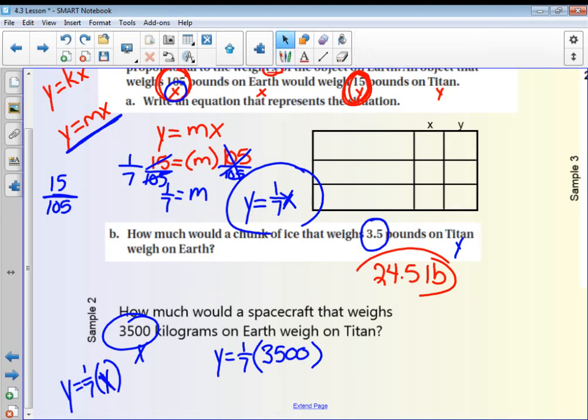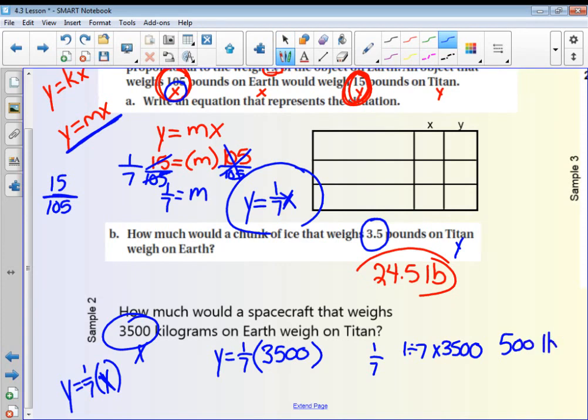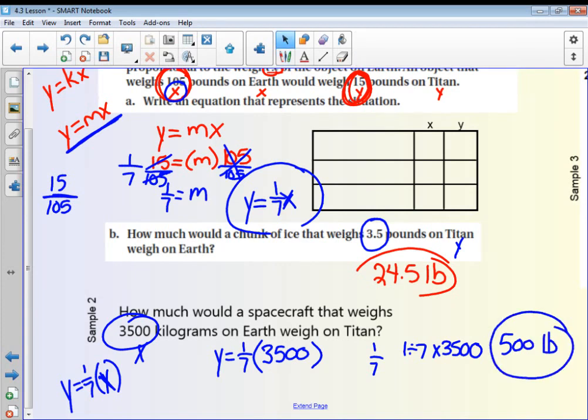So this one's a little bit easier to do on your calculator because if you punch it in the way that you see it, you could punch it in as 1/7. So 1 divided by 7 times 3,500. It's doing that division by fractions, unless you understand how to do fractions on your calculator. That's kind of tricky. So if I punch in 1 divided by 7 and leave it, don't change anything, and I go times 3,500, it's going to give me 500 pounds. So a spacecraft that on Earth is 3,500 pounds, on Titan would only weigh 500 pounds.